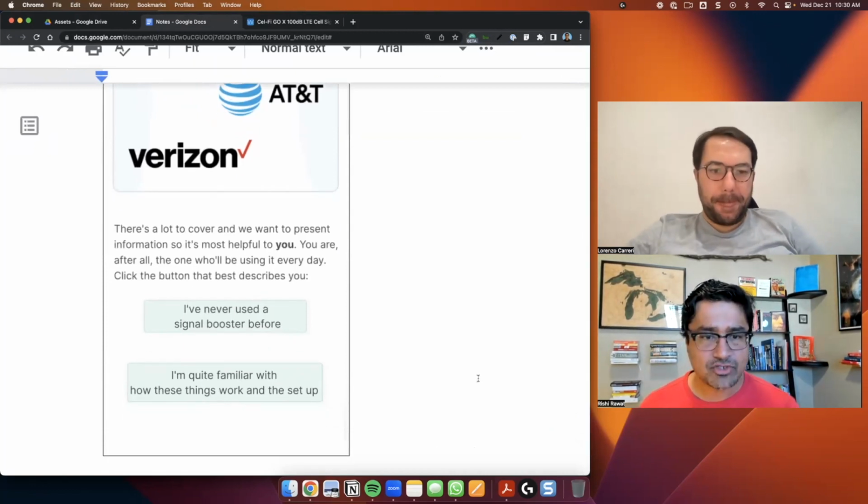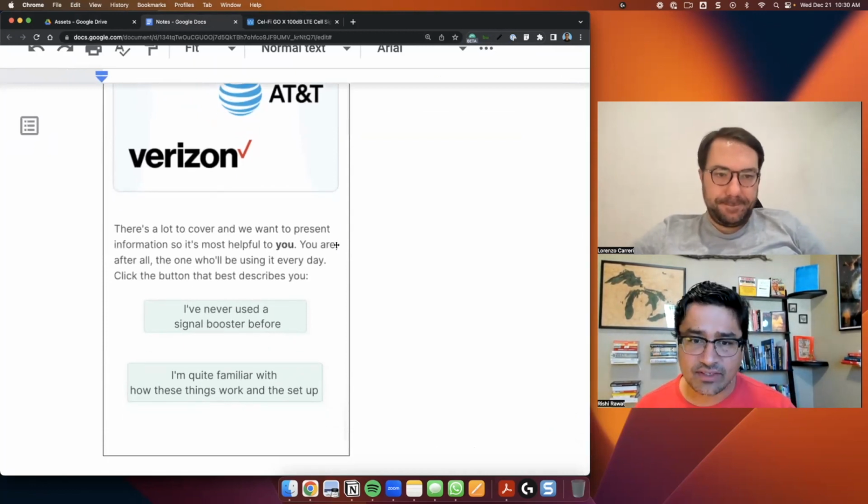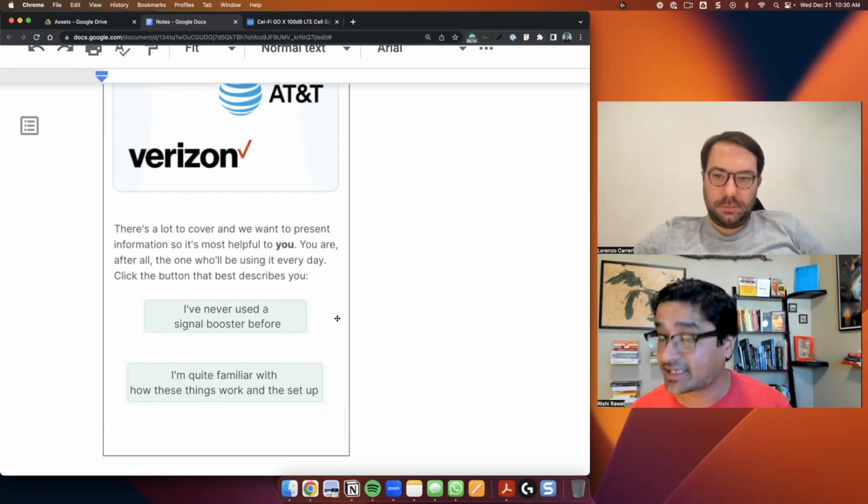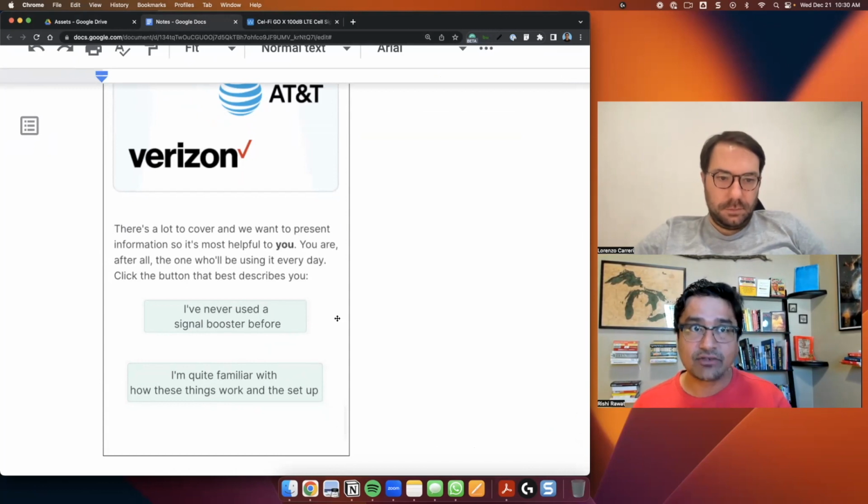Yep. So basically it says there's a lot to cover and we want to present information so it's most helpful to you. You are, after all, the one who will be using it every day. Click the button that best describes you. So there are two options here. I've never used a signal booster before. These are for people that are new to the category, and I think we need to treat them differently.